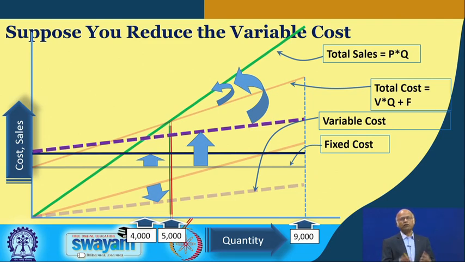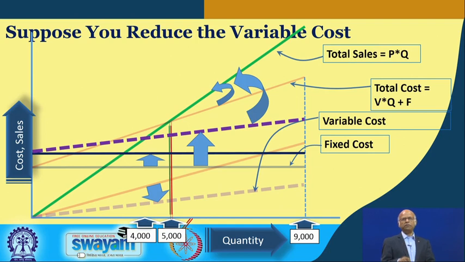The next topic is about degree of operating leverage. Before we go to the topic, just notice one thing. When the variable cost is low, compare with the original case: if you see the total sales line and the total expenses line, the angle between them is small, whereas the angle between the new total cost and new sales is quite large. Remember this, that means for every incremental unit the profit is higher.